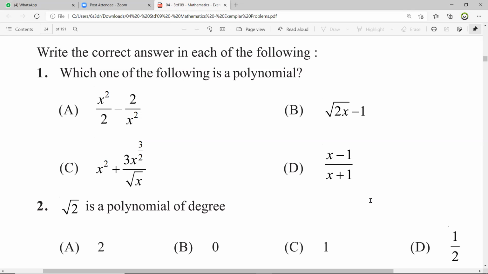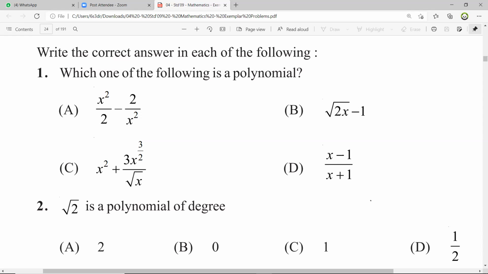Who would like to answer this? All right, let's take a look at each of these. A. Ma'am, A is a polynomial. Just a second, I couldn't hear you clearly. Is A a polynomial? Yes, ma'am. Really? A is a polynomial. Really, Mridula? Yes, Hamna, what do you think? Ma'am, B is a polynomial. Okay. All right, let's take a look at this.